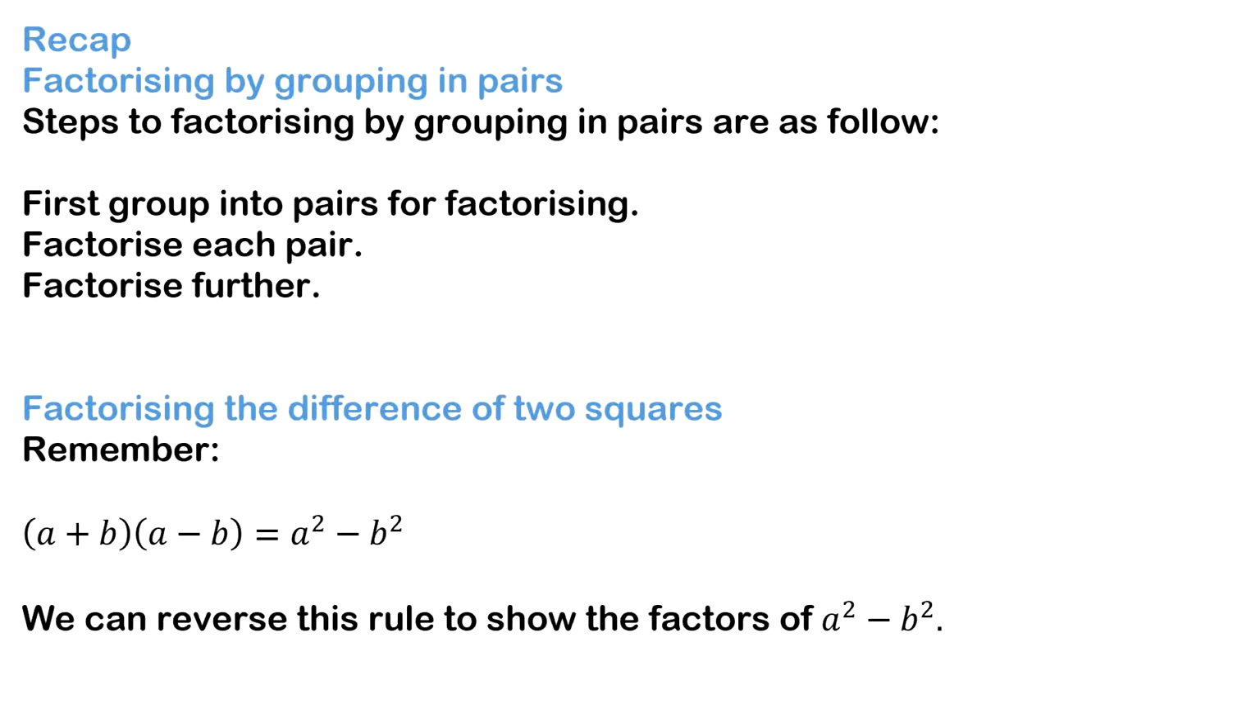To recap the video so far, when you're factorizing by grouping in pairs, you first group them into the pairs you want. I use the boxes to clearly identify what my pairs are. You then factorize these pairs. If you've done it correctly, you'll notice that the two bracketed parts are the same, which you can then factorize further to get your final binomial product. When we're factorizing the difference of two squares, it's just the reverse. You still use the same formula, but start by square rooting both terms to get your a and your b, and then you can just substitute it in.